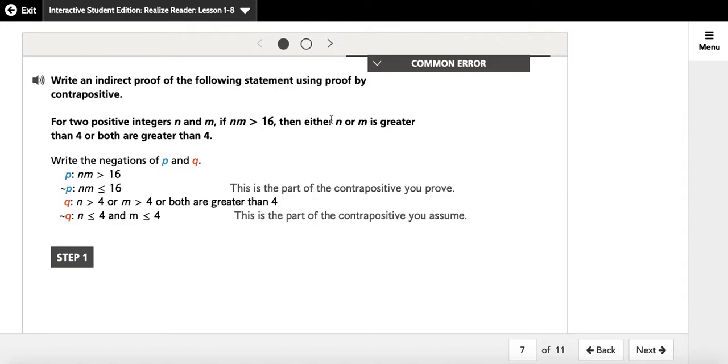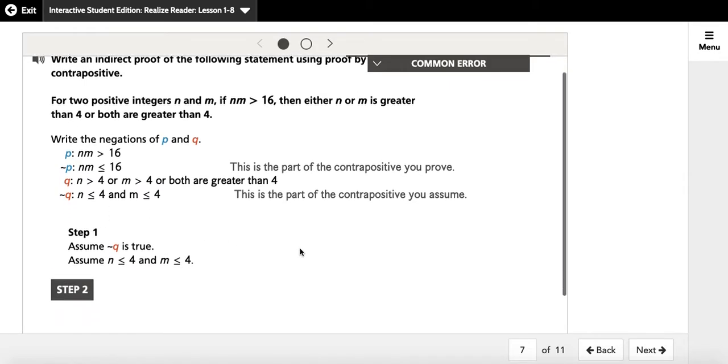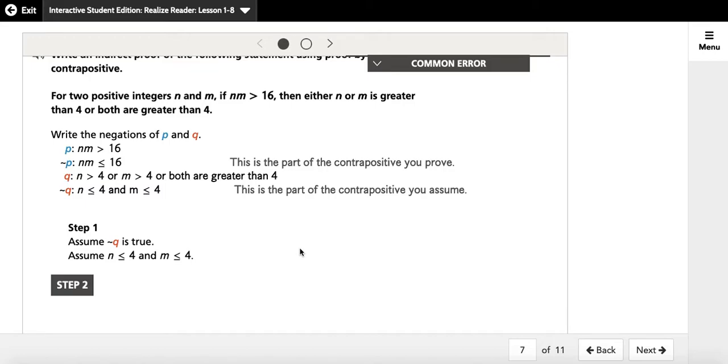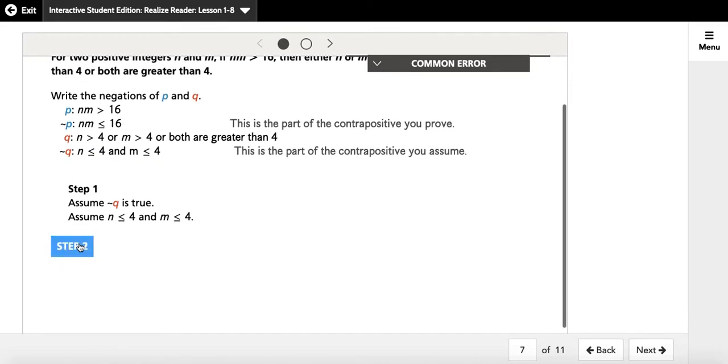And then Q, this part here, n or m is greater than 4, or both are greater than 4, can be written out mathematically like this. n is greater than 4, or m is greater than 4, or they're both greater than 4. So the opposite of that is that n and m are equal to 4 or less than 4. And that's what we're going to start with. We're going to start with that this part is true, that n and m are less than or equal to 4.